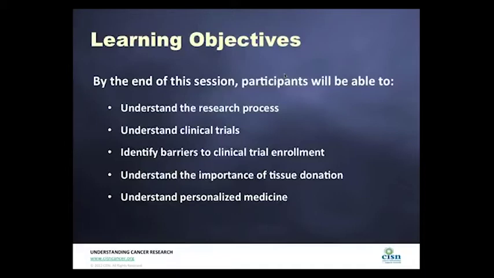And unfortunately, those barriers are huge. Clinical trial accrual is only about 3 to 5%. It's shockingly low, but there's real reasons for that. They're very important reasons. So we'll talk about that. We'll also help you understand the importance of tissue donation, why tissue is so important, and a little bit at the end about personalized medicine.